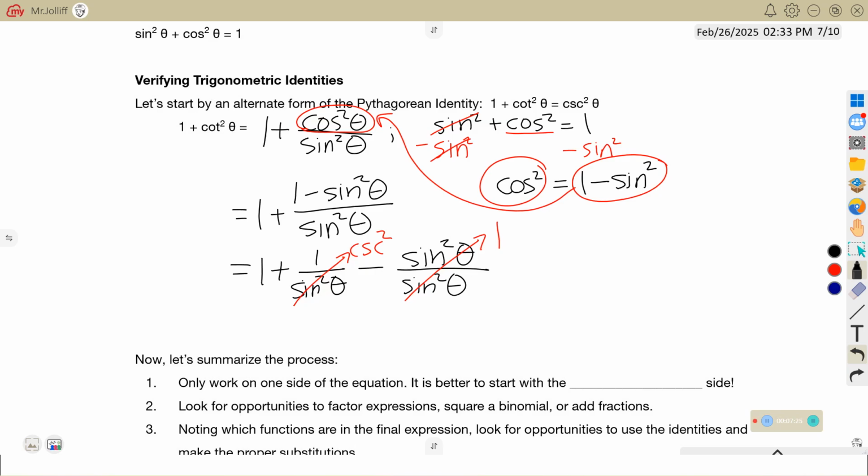And I'm just going to rewrite that so it's less messy. I have a 1 plus a cosecant squared minus a 1. Ooh, closer. Much closer.